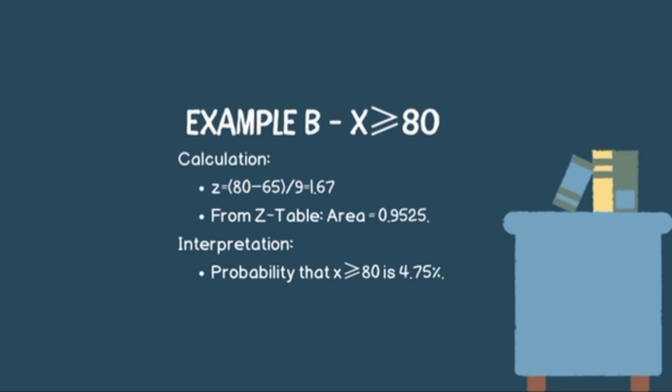We then subtract it from 1 to obtain the greater than area, since the total area under the curve is 1. Therefore, the probability that x is at least 80 is the probability that z is greater than 1.67, which equals 1 minus 0.9525, giving 0.0475 or 4.75%.